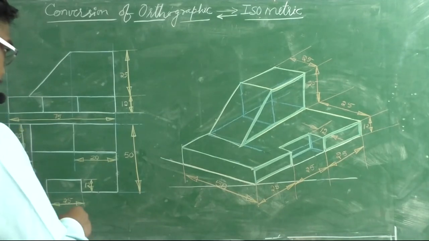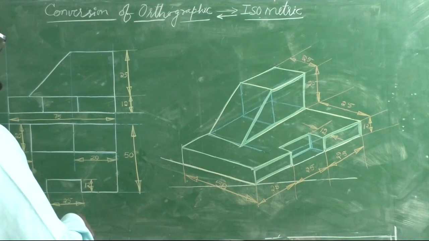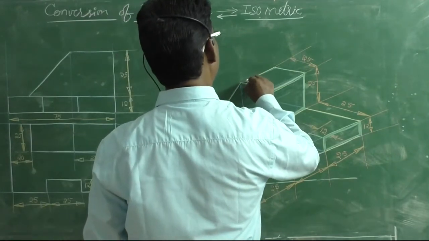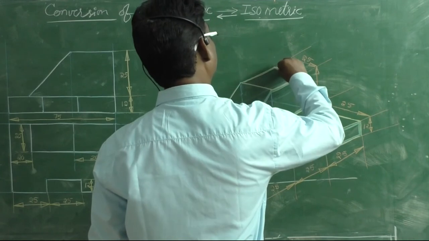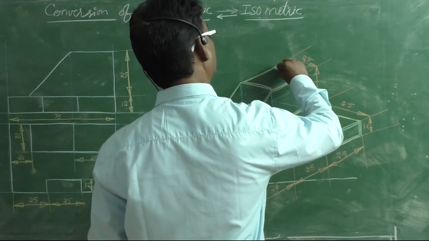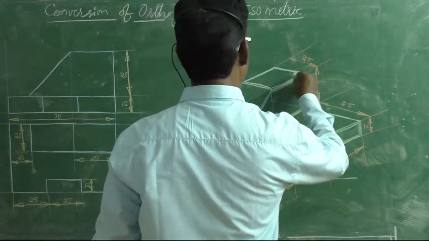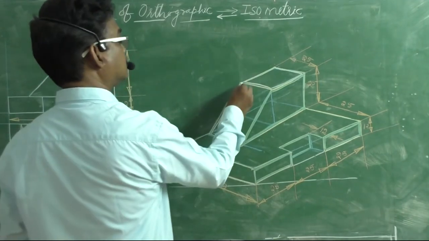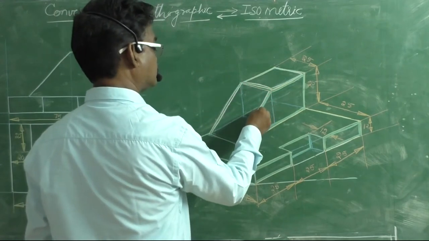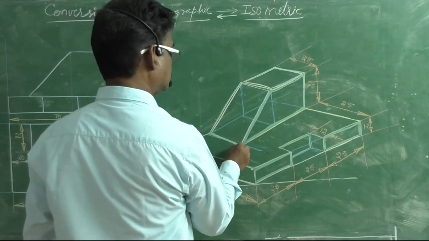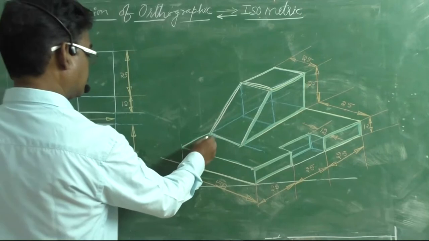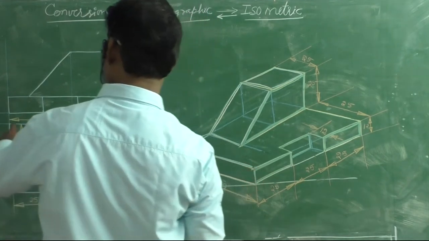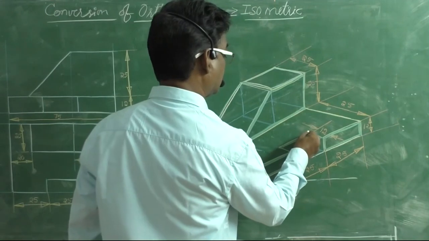Now, if you go for the top view, in the top view, this is visible. This face is visible, and this slanted surface is also visible like a rectangle. This one is visible. Next, this portion is visible. That is the reason this one, we can see in the top view.